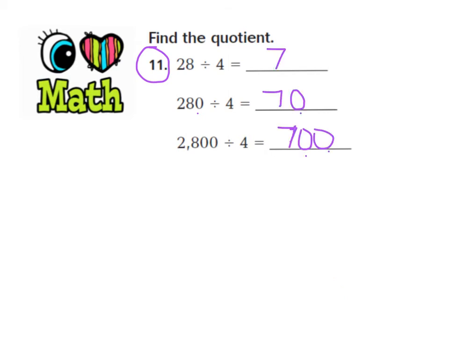All right, let's go ahead and check our answers. So we have 28 divided by 4, that's our basic fact, and we just got 7 for that one. 280 divided by 4 is 70. We had to add that extra 0 to our quotient. And 2,800 divided by 4 is 700 with our 2 extra zeros in our quotient. How'd you guys do? Great job. Give yourselves a happy face.